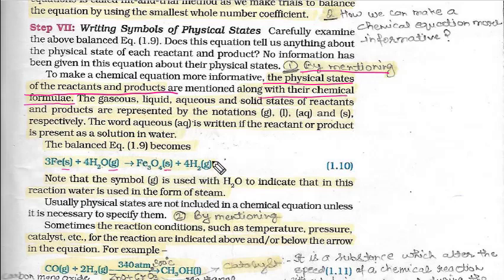Next we have the hydrogen gas, 4H2. It will also be present in the gaseous form. Note that the G is used with H2O to indicate that in this reaction water is used in the form of steam. I have already told you that. Usually the physical states are not included in a chemical equation unless it is necessary to specify them. That means we will not always write the physical state, we will only write it when it is required.